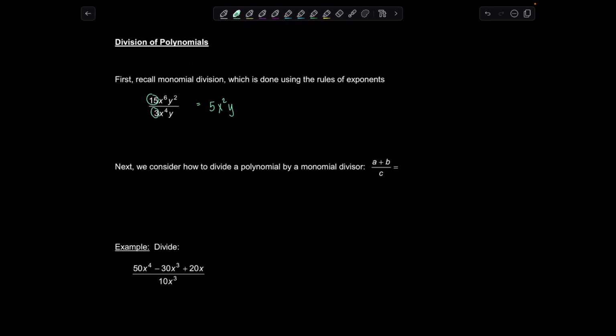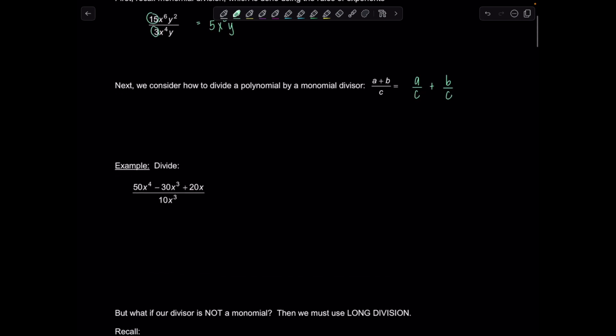Now, what if we have more than one term in the numerator, but still just one term in the denominator? Well, the process is as follows. You take each of the terms in the numerator and you divide them by the divisor separately. So you would write this as a divided by c plus b divided by c. What do I mean? I have an example right here for you.